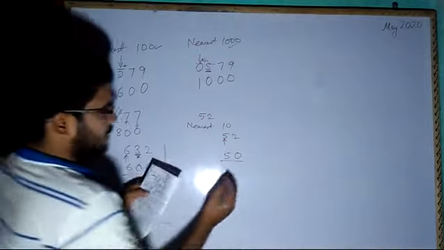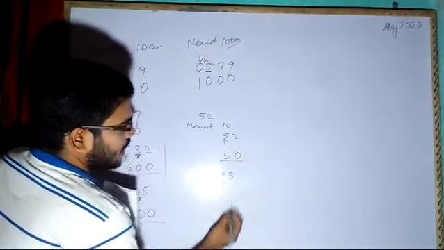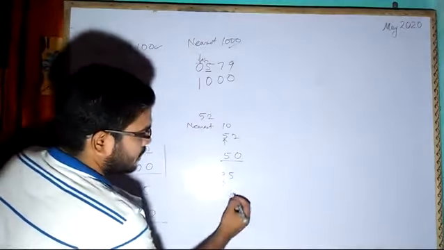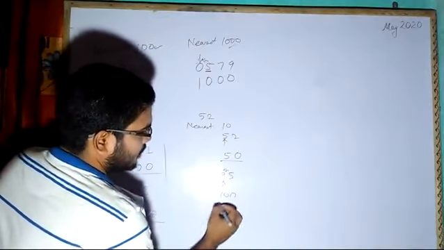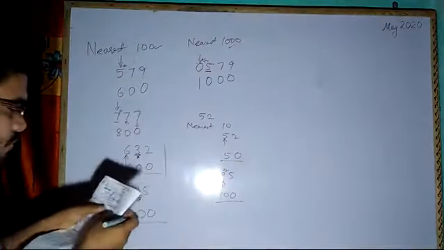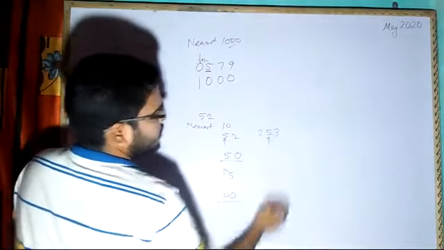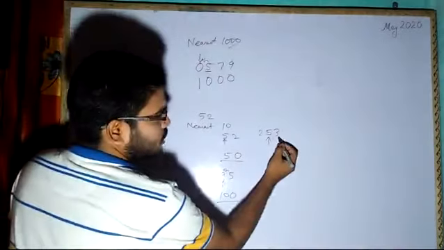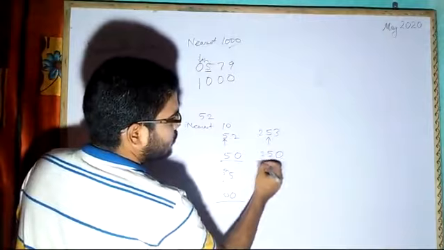Another number is like 95. 95, nearest 10 only. So the tens position is 9, the ones position is 5. So this will become 0 and plus 1 will be added here. So it will become 9 plus 1, 10, 100. Now like 253. 253, nearest 10. The ones position is less than 5. So the number will be 0. Then here 5, here 2.